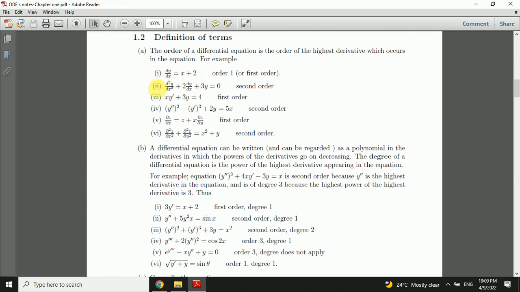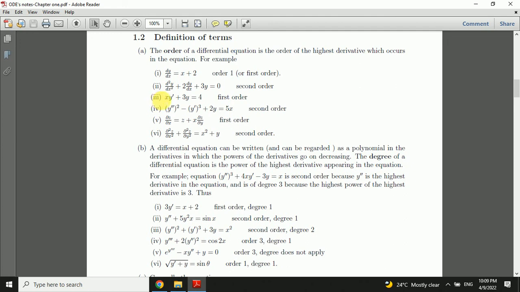While in the second one, we have d squared y over dx squared plus 2 dy over dx plus 3y equals 0. The unknown function is this variable y in the numerator, and how many times was y differentiated? So you can see here that it was differentiated 2 times because of this 2. Okay, so that means the order of this differential equation is 2, or you can simply say second order.